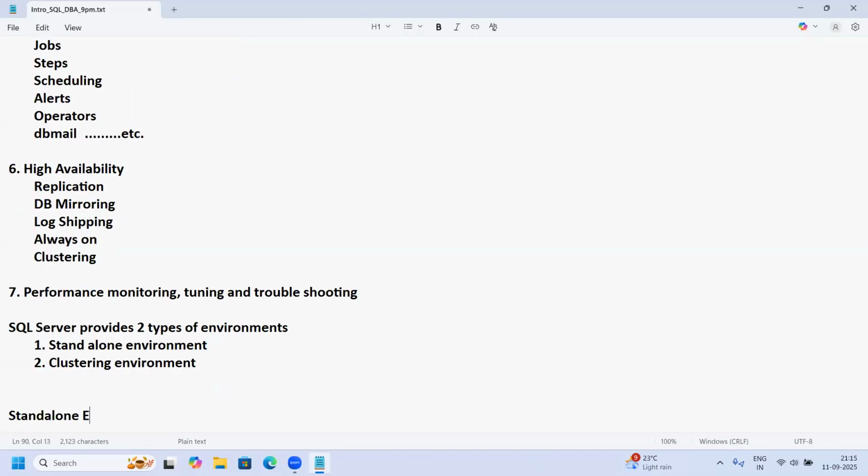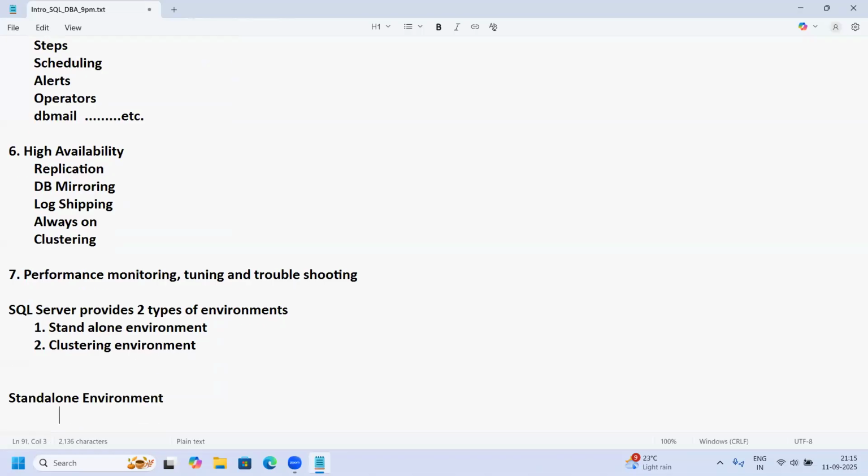First we'll discuss the standalone environment. The standalone environment is helpful for small companies. Yesterday I said this point. And it has only one production server. One production server.